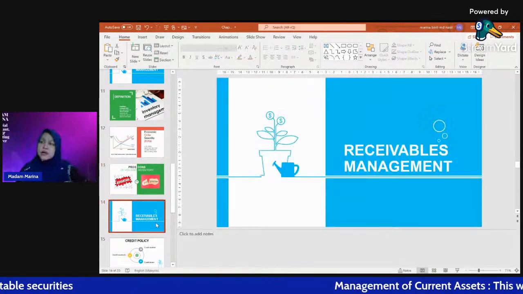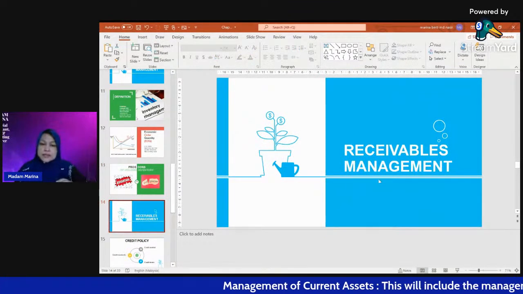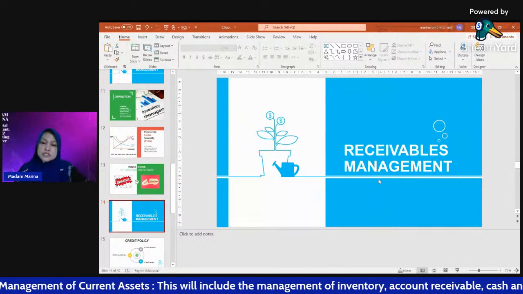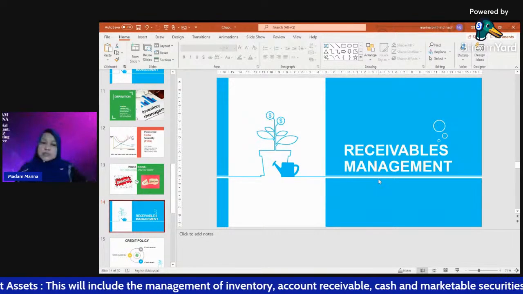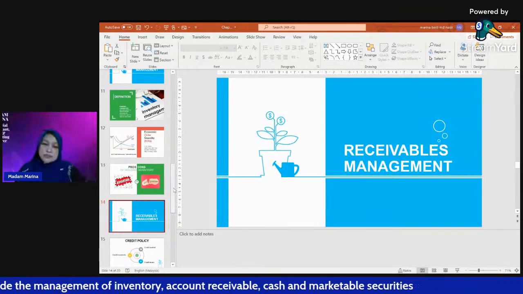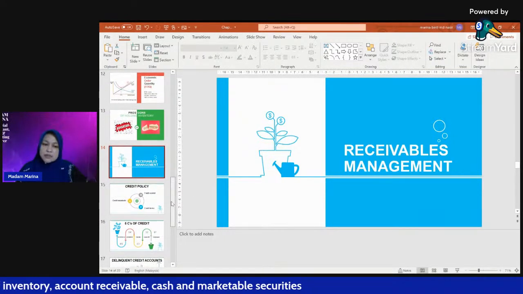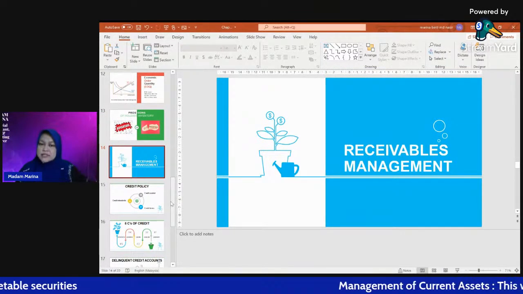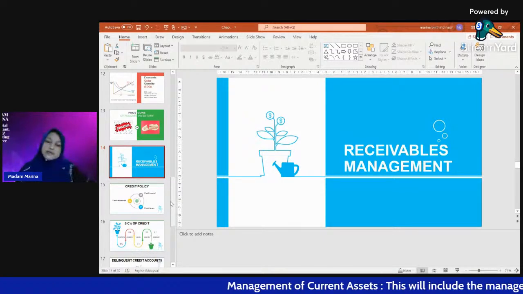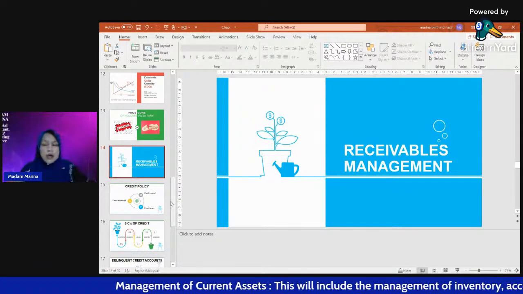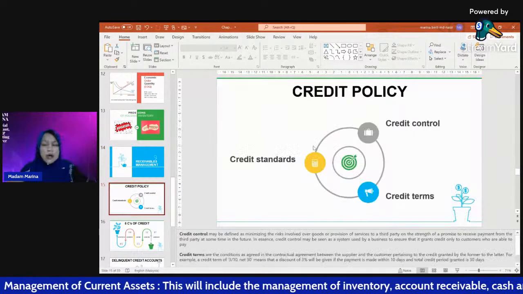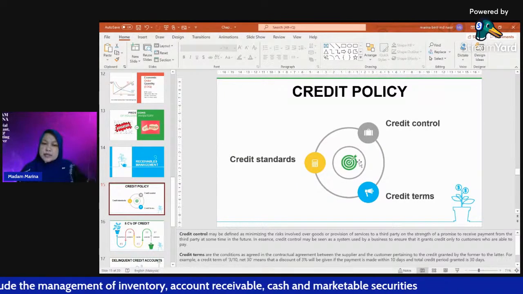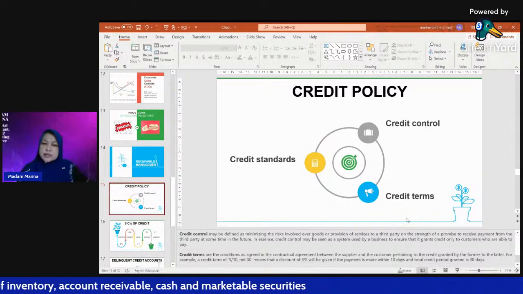All right. The next one, how to manage receivables. What is a receivable? It is the accounts receivable, the credit customer. We sell a product, or we give a service to the customer, but the customer hasn't paid us yet. So this is a receivable. So how do we manage this receivable? This is the credit policy that we can apply to our credit customers. So we have credit control, credit terms, and credit standard.